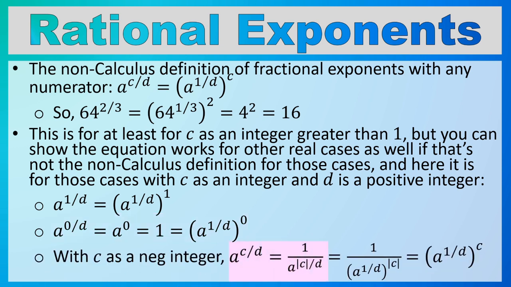If C is a negative integer, we know this, as explained later in the set of videos. That's a future property in the set of videos. And then we use a non-calculus definition of fractional exponents. And again, we use that property of negative exponents that I explained later in the set of videos.